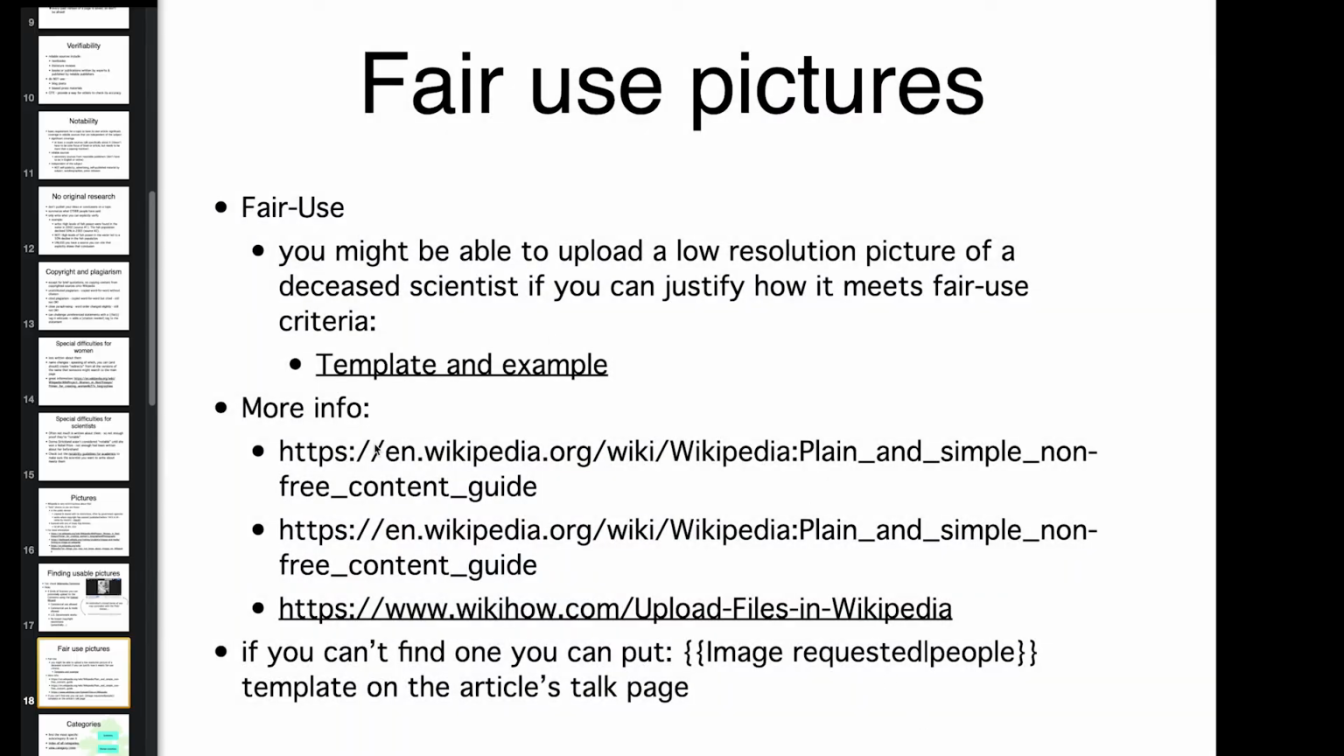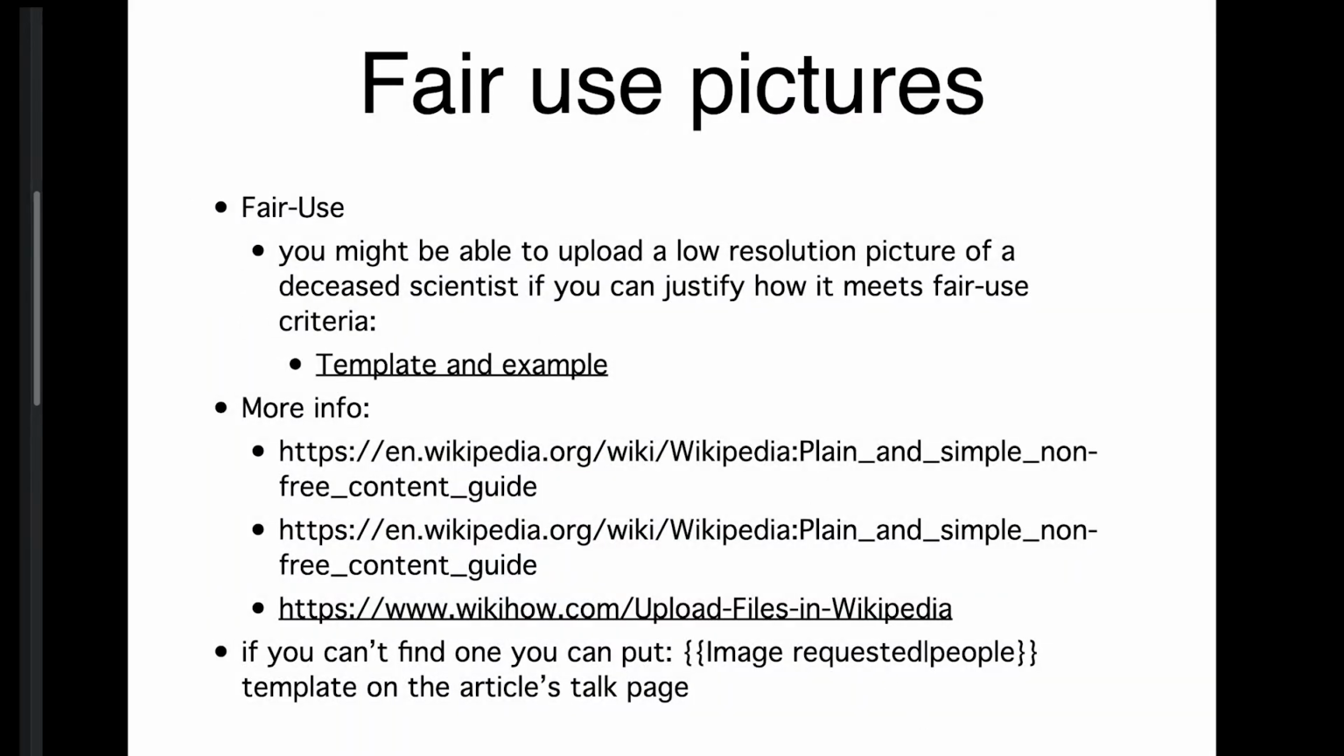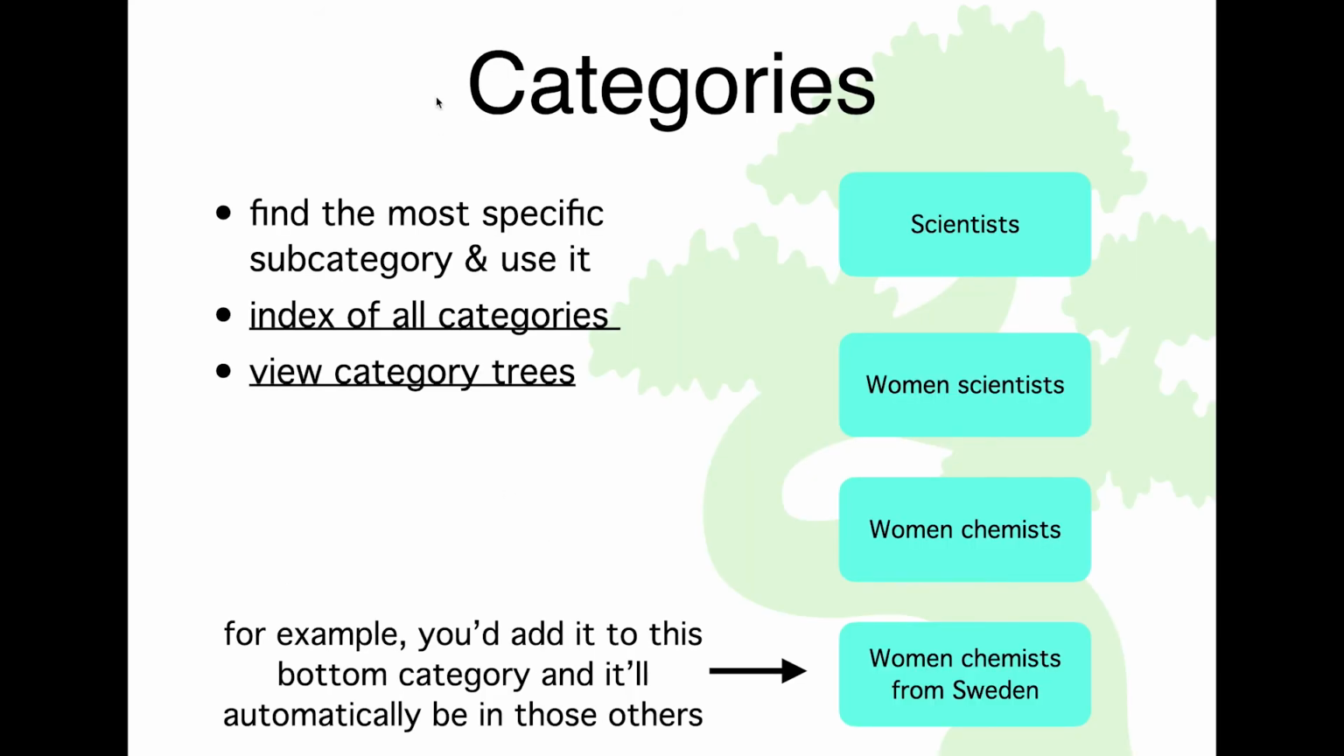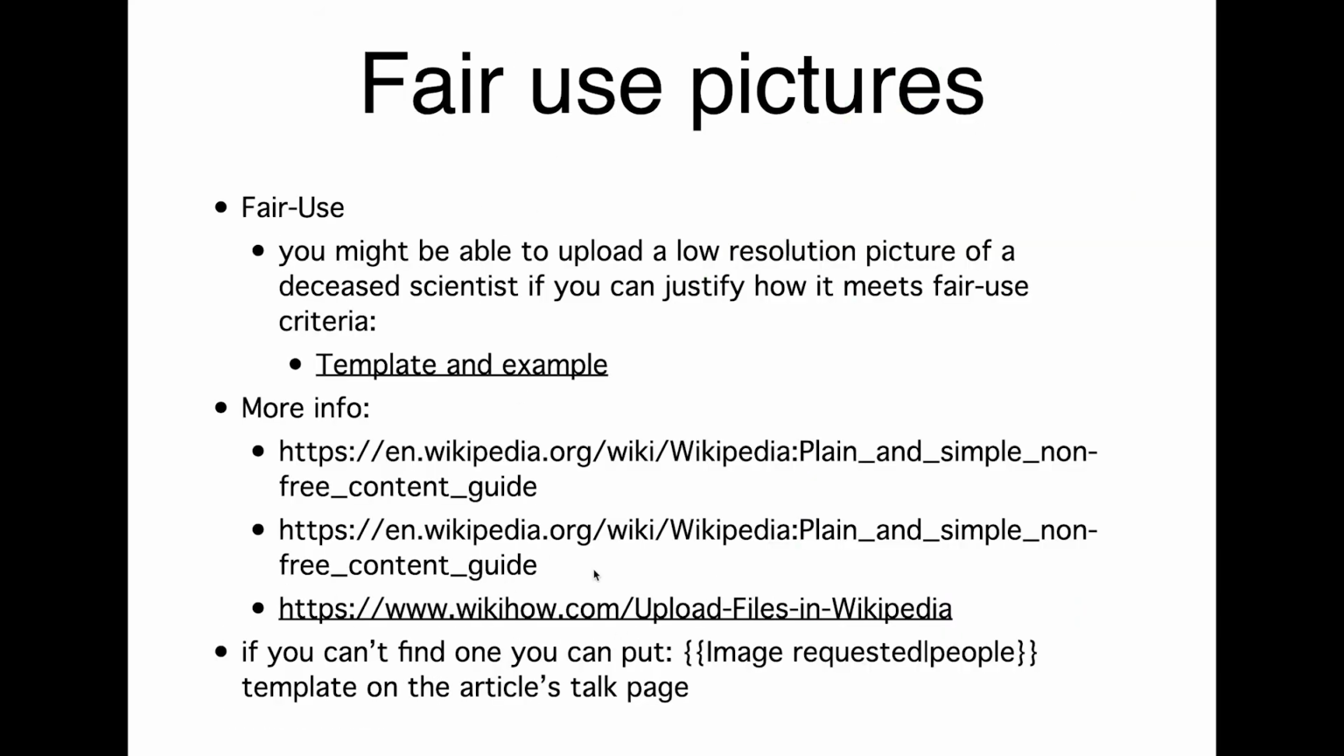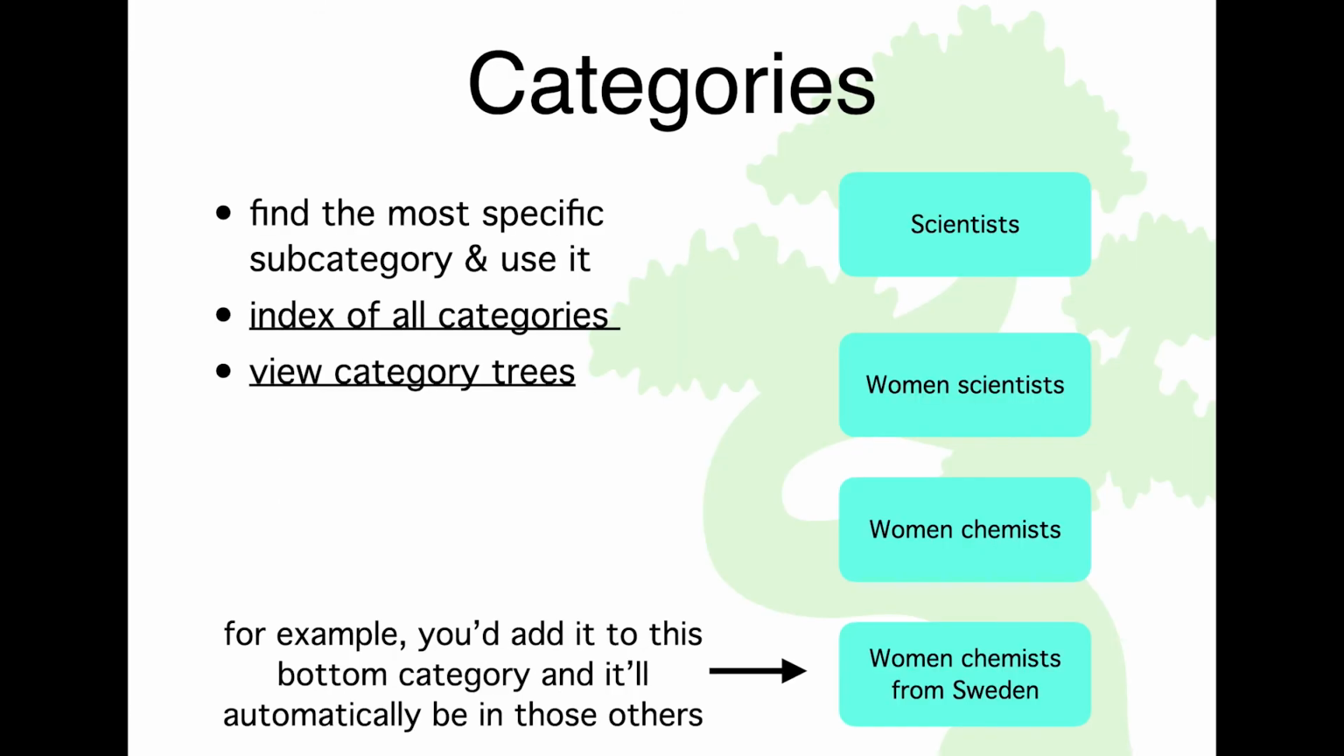Yeah, so there's a whole bunch more information in all these different things that you can visit in the links. And if you can't find an image, you can put a template, the imaging request for people template, on the article's top page. So you see these weird brackets. This is this wiki code thing I'll tell you about in a minute.